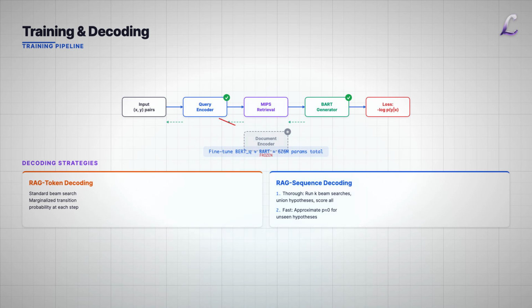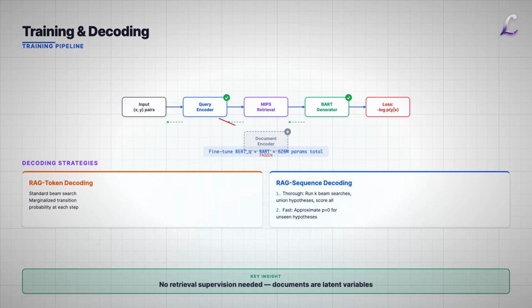Since the likelihood doesn't decompose into per-token terms, you can't use a single beam search. Instead, you run separate beam searches for each of the K retrieved documents, collect all hypotheses into a candidate set Y, and then score each hypothesis by running additional forward passes for documents where that hypothesis wasn't in the beam. This is called thorough decoding. For efficiency, they also propose fast decoding, which approximates the probability as 0 for any hypothesis not generated in a document's beam. Now for the results, and they're striking.